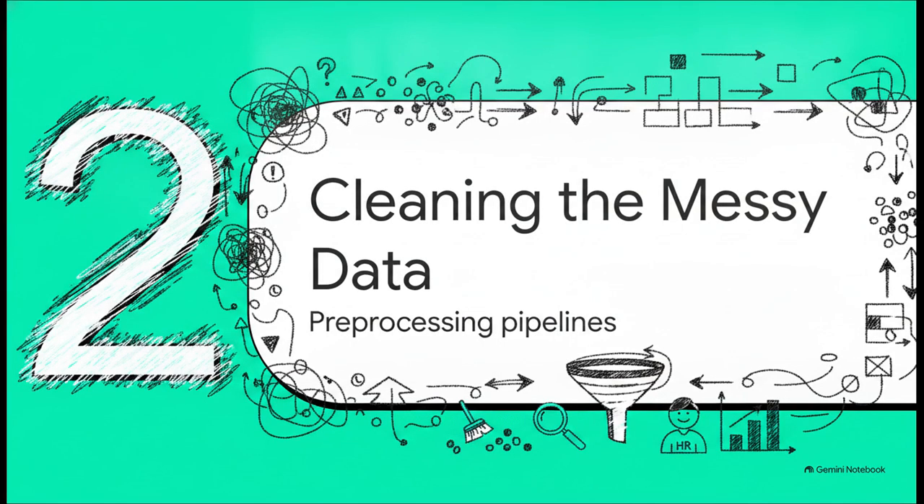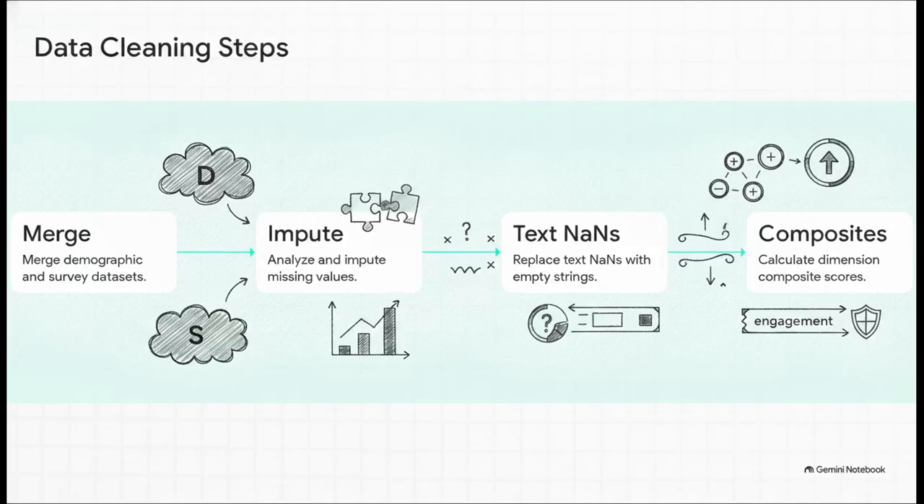Moving right along to Section 2, cleaning the messy data. Because as we know, data rarely arrives ready for machine learning. We have to take these disconnected, messy CSV files and progress them into a unified, mathematically viable data set. Usually, HR data exists in completely separate tables. You might have one for demographics and a totally separate one for the actual survey responses. So, we start by merging those data sets together using the employee ID.